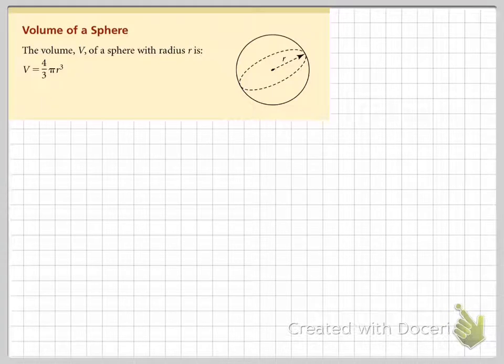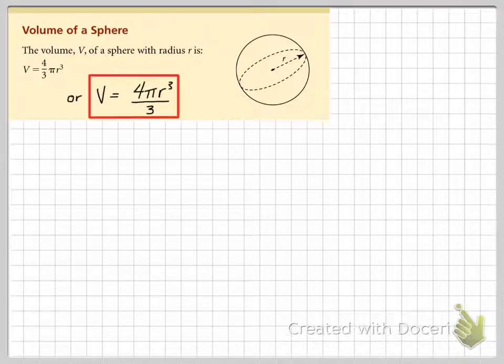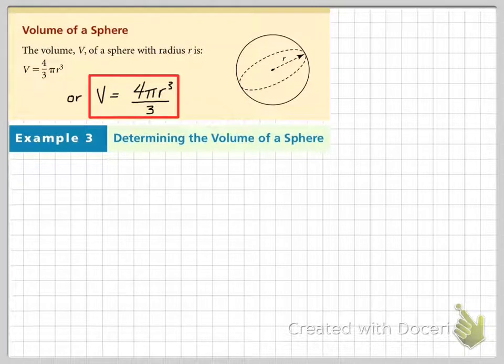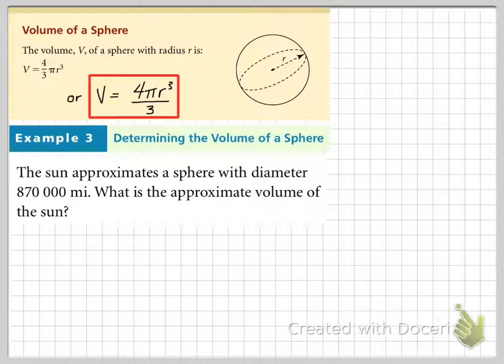So now the equation for the volume of a sphere. The volume of a sphere with a radius of r is written as 4/3 pi r cubed, or, as I like to say, 4 pi r cubed divided by 3. That's how you would use it in your calculator. Here we go. Example 3. Determine the volume of a sphere. The Sun approximates a sphere with a diameter of 870,000 miles. What is the approximate volume of the Sun?